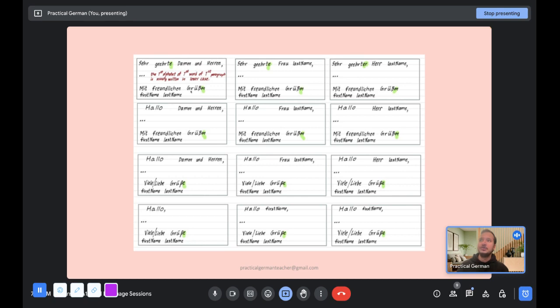And mit freundlichen Grüßen. Grüßen is like greetings, and freundlichen is like friendly. No need to go into details. And then first name, last name.